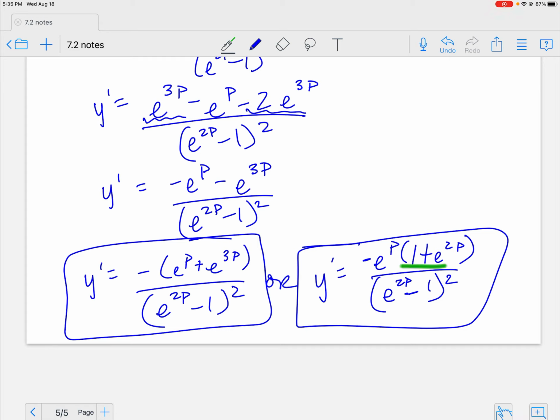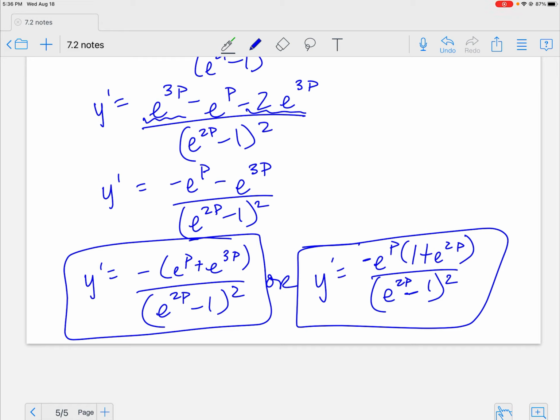If you factor that out, and this would have been 1 plus e to the 2p and 1 plus e to the 2p down here, you could cancel one out. But it's not. This is a minus sign. This is a plus sign, so you can't cancel those. But those are things to be thinking about while you're working these problems.